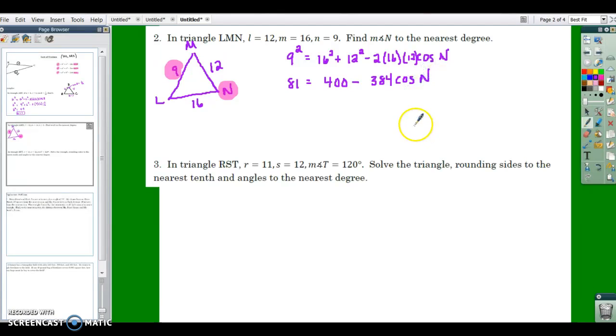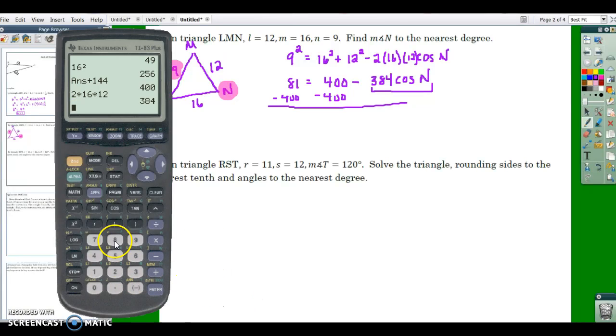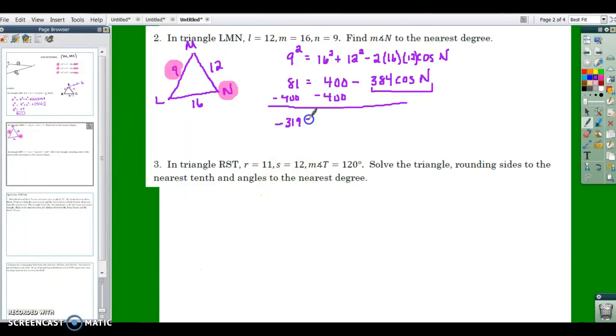Now be very careful. A common mistake that people make is that they want to do 400 minus 384. You can't do that because that 384 is attached to the cosine of n. Okay, so what I can do though is I can move that 400 over to the other side. And that would give me 81 minus 400. Gives me negative 319 is equal to negative 384 cosine of n.